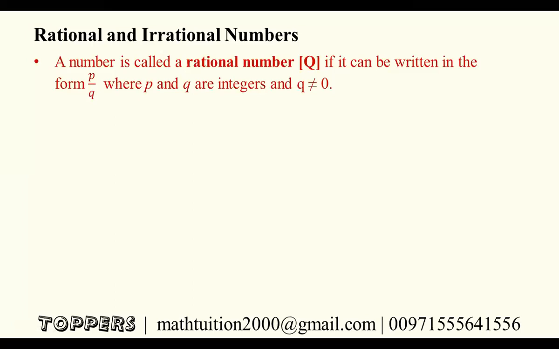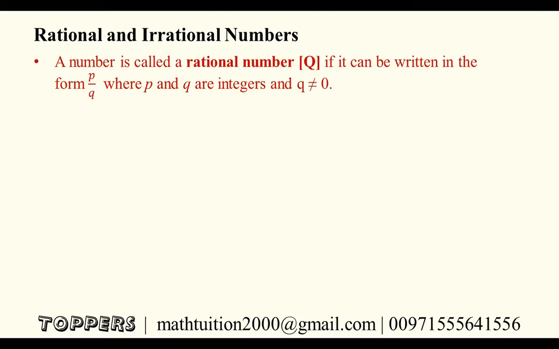Rational number. A number is called a rational number if it can be written in the form of p by q, where p and q are integers and q not equal to 0. That we have learned already, right? Any number we can write as a numerator and denominator, but the numerator and denominator should be integers. Integers mean 0, 1, 2, 3 to the right side and on the left, -1, -2, -3. Such numbers, that set is known as integers. So numerator and denominator should be integers.